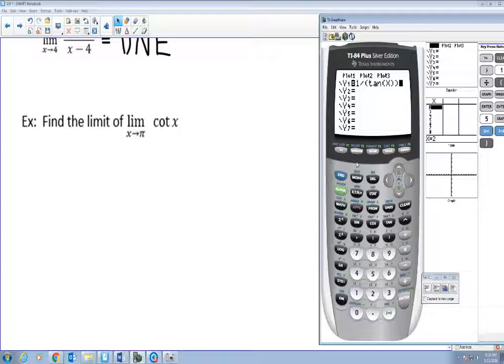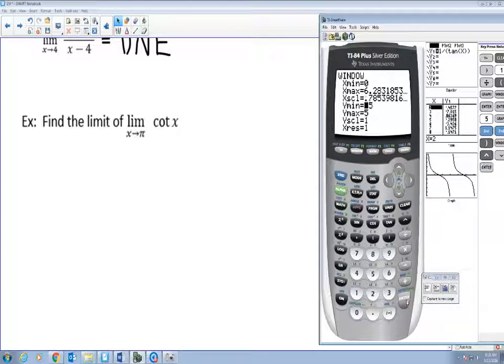Alright. And I'm going to set my window starting at 0, and I'm going to look at it up to 2 pi. X maximum is 2 pi, period. X scale, I'm going to do pi over 4. I'm going to do negative 5 to 5. Alright. And this is what my cotangent looks like.